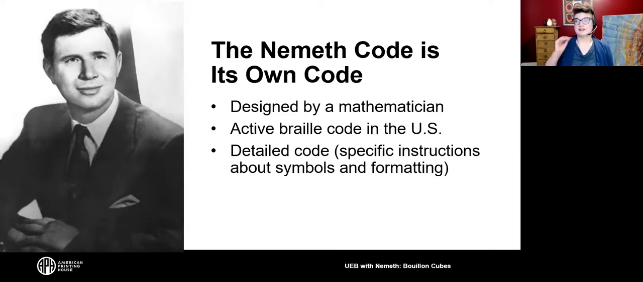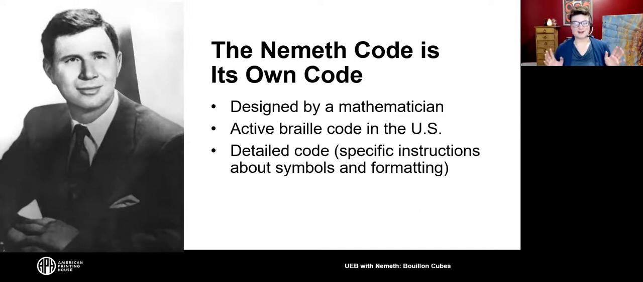The Nemeth Code is still an active Braille code in the United States. Like I said, there's still a group of people who are maintaining the code and preparing a 2022 edition of the Nemeth Code. And it is one of the active codes in the US, along with Unified English Braille Code and the Music Code, as well as the Braille Code for the International Phonetic Alphabet.